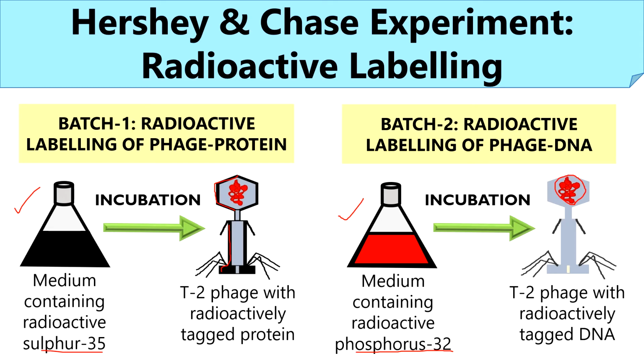Now you may wonder, why did Hershey and Chase specifically use S35 to tag the phage protein and P32 to tag the phage DNA? So friends, the reason for doing this is that sulfur is a part of protein, not DNA. So it will be confined to the protein component of the T2 phage, whereas phosphorus is a part of DNA, not protein. Therefore, it will be confined to the viral genome or viral DNA. Friends, now we will discuss the further steps of the Hershey and Chase experiment.